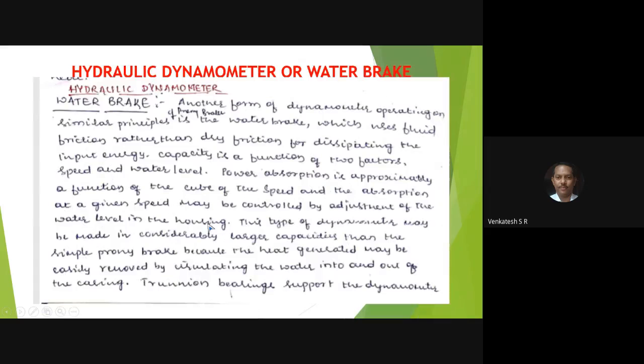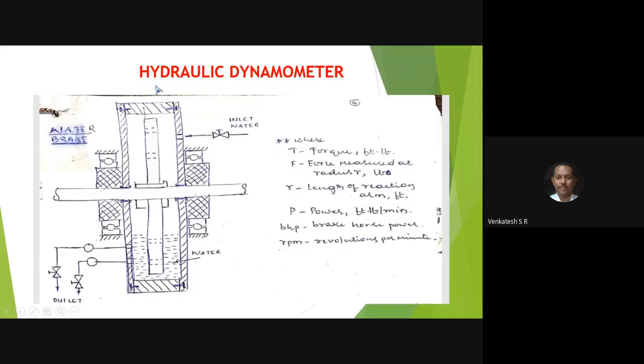You know that T equal to F into R, the force developed by the dynamometer and the radius of the reaction arm. From this, you can calculate the torque. So you can use the RPM of the shaft, which is connected to the turbine or to the motor. So this is the relationship. You can use it for calculation of torque in the hydraulic dynamometer.